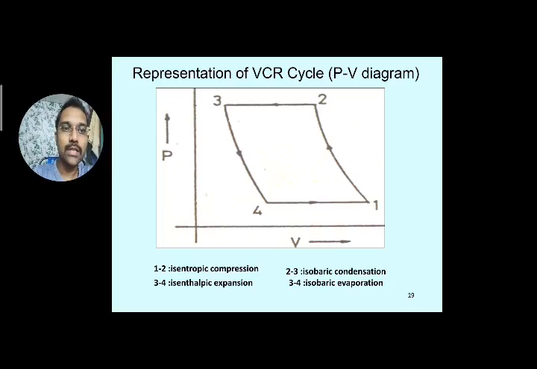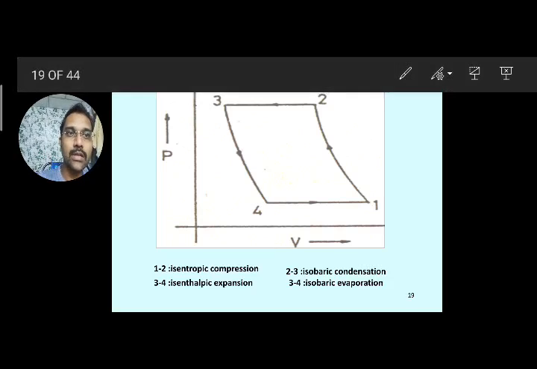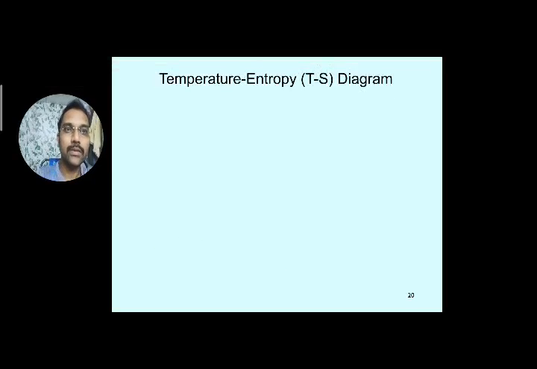Next, 4 to 1 is the isobaric evaporation. Here it is not mentioned clearly. 4 to 1 is the isobaric, again the constant pressure evaporation is taking place.